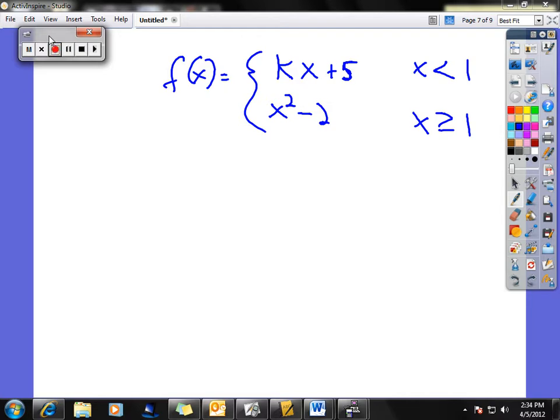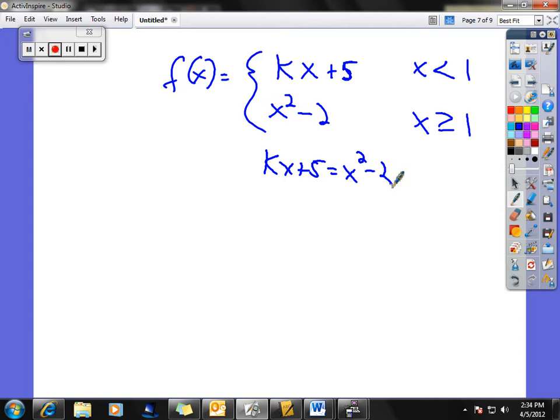For a piecewise function to be continuous, the two equations have to be equal to each other when you plug in that x value. So that's all you do: you set these equal to each other, plug in the x, and solve it for k. And that tells you what k will make this continuous. So we're going to say kx plus 5 equals x squared minus 2, because we want them to be equal to each other for it to be continuous.